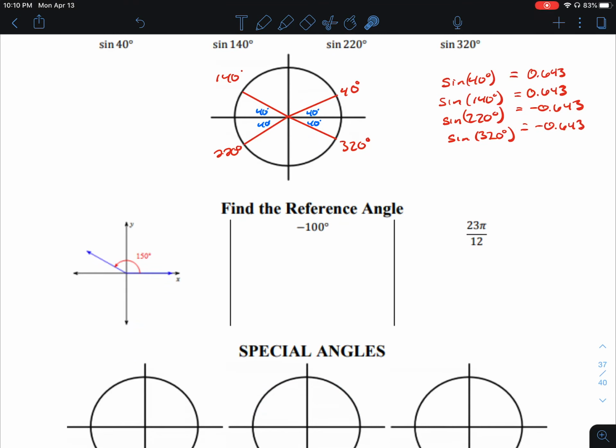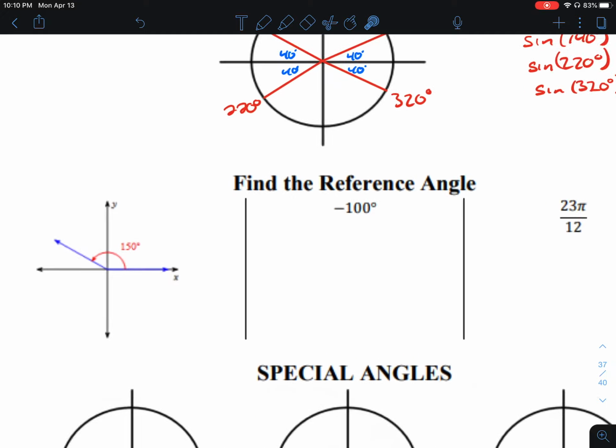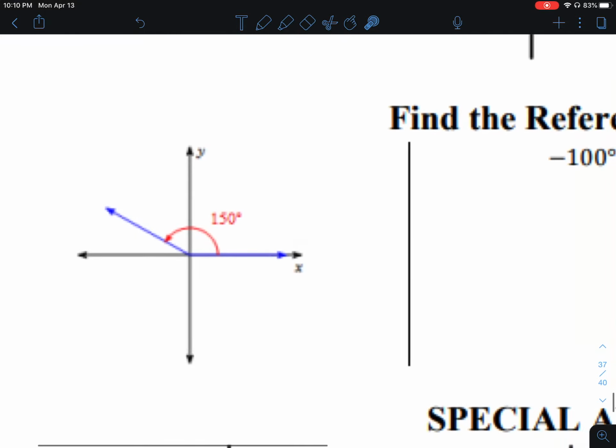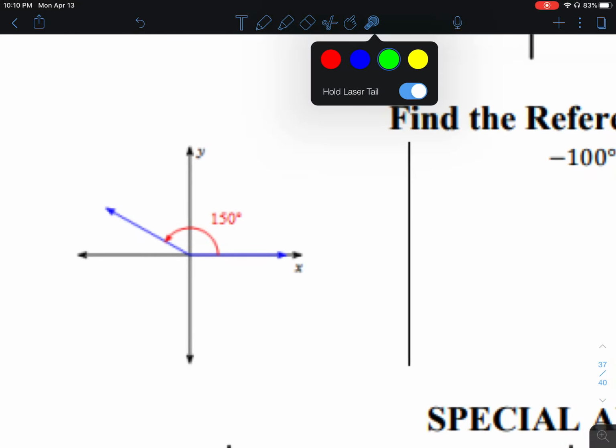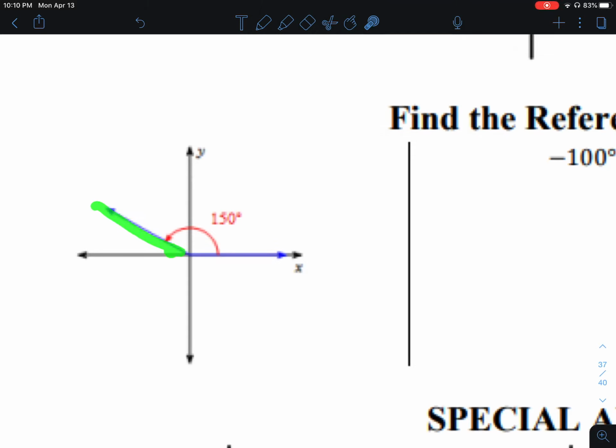Let's check out trying to clarify what a reference angle is. So find the reference angle. In this first picture, the reference angle is going to be formed right here. It's formed by the x-axis and the terminal side, and it's acute. The degree measure of that reference angle is going to be 30 degrees.